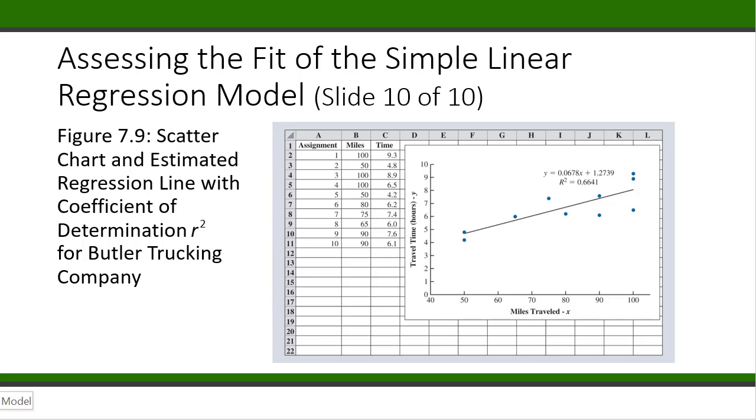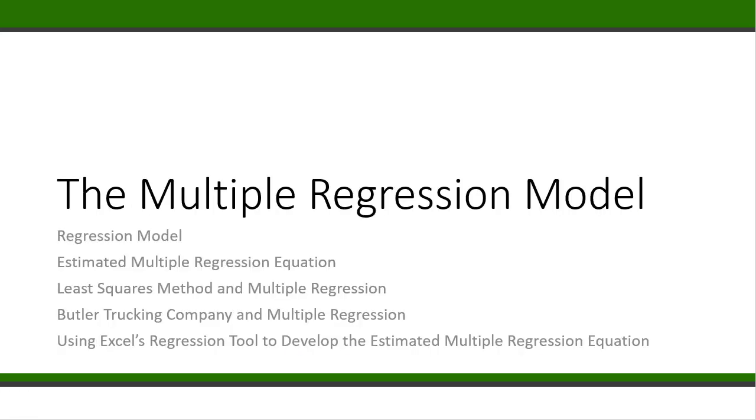All right, the next thing we want to talk about then is the multiple regression model. What happens if you have more than one independent variable trying to predict y? It follows the same outline as doing a simple linear regression model, and we'll look at the least squares method in multiple regression here.